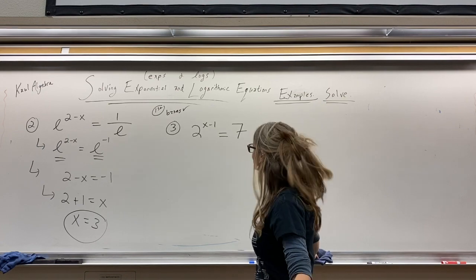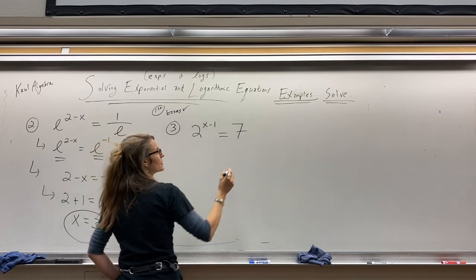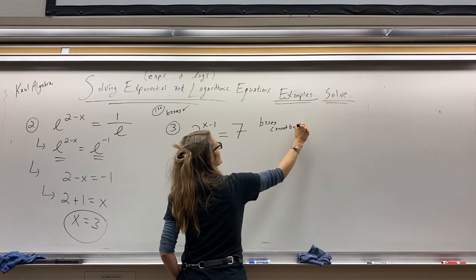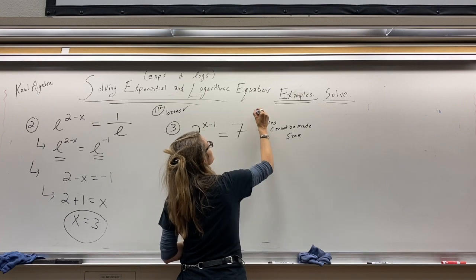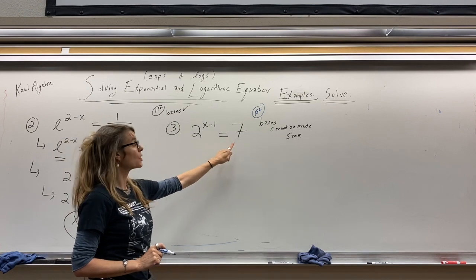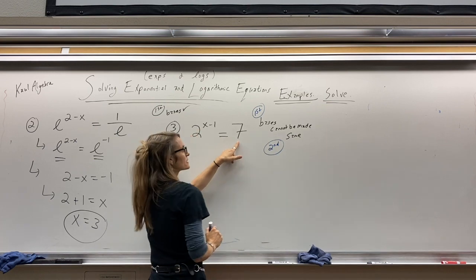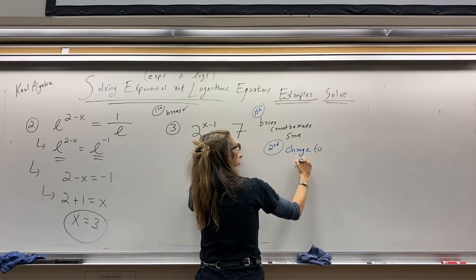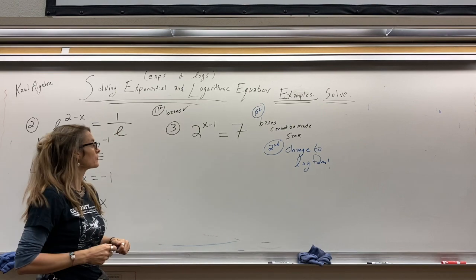There is one here. Okay, so what I'm going to do now is look at this and say bases cannot be made the same. So that's my first step. Bases cannot be made the same. There's no way I can make 7 in terms of base 2. So my go-to, next step, is convert to logs. Change to log form. Okay, let's change this to a logarithm.